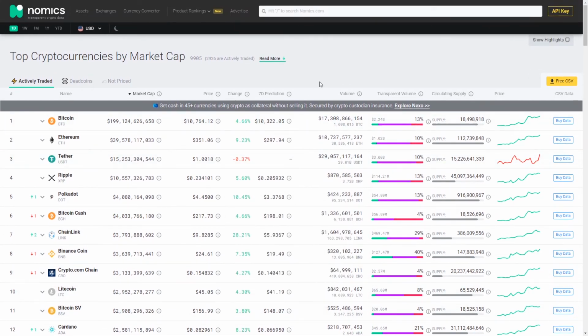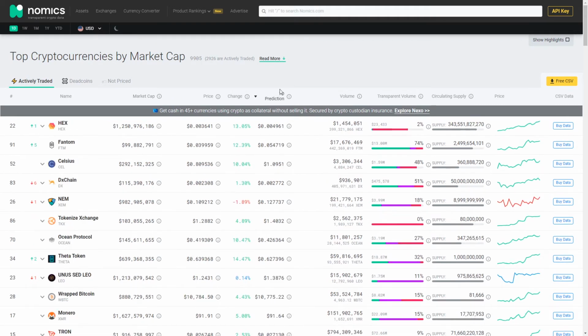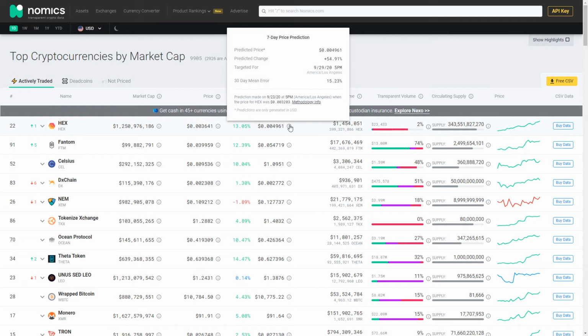But in order to see the top assets, let's say we wanted to select some of the top assets to add to our portfolio. All we would have to do here is select this 7-day prediction. It will automatically sort by the highest predicted assets over the next 7-day period. And let's see what HEX is predicted to perform at.